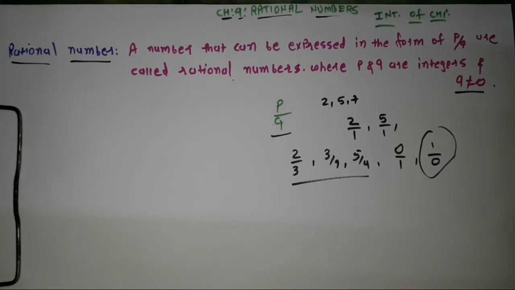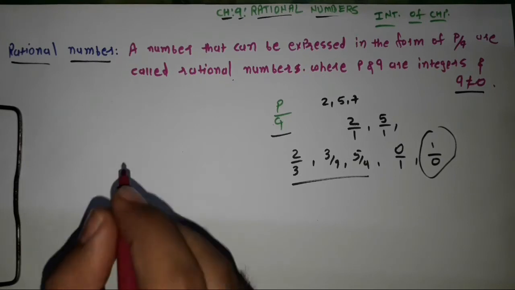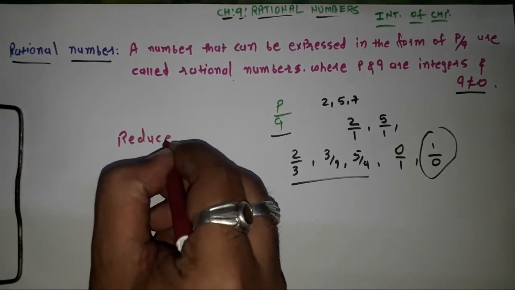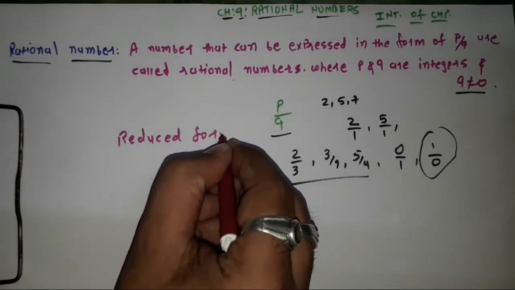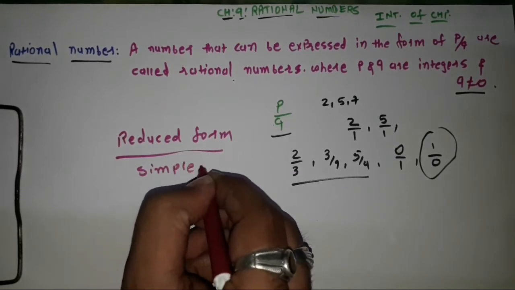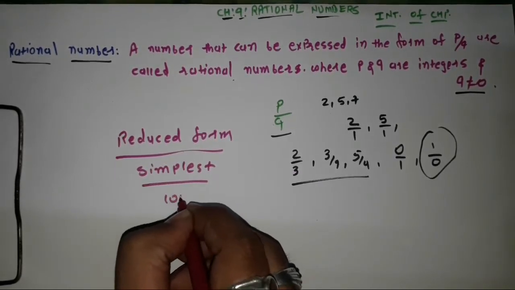So in this chapter, the first topic is rational numbers on a number line, then rational numbers between two rational numbers, and many other topics. Before that, we have to study what the reduced form is, or we can say the simplest form, the lowest form. So what is this simplest form, lowest form?